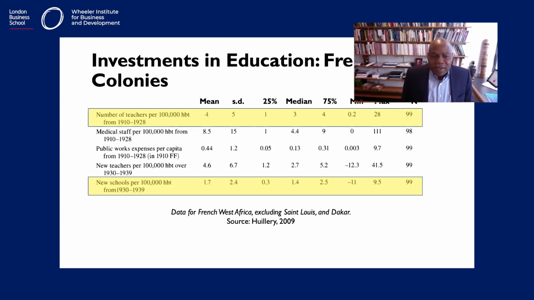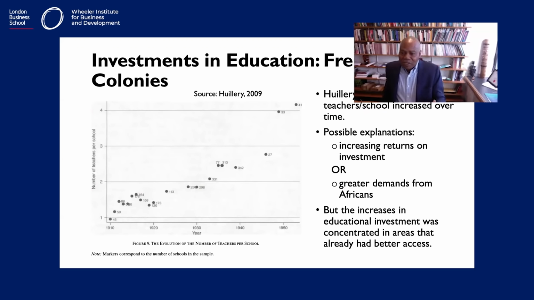And this is another figure which I think is very interesting. The number of teachers, basically the mean was 4 per 100 inhabitants from 1910 to 1928, and it was highly concentrated. It has evolved with time, but from this figure, you have some impressive increase from 1910 to 1950, maybe due to increasing return to that investment. I'm not sure, but as I'll show later on, the most likely driver for this increase is higher demand for education by Africans. But what is also important to note is that these investments were highly concentrated in certain areas.